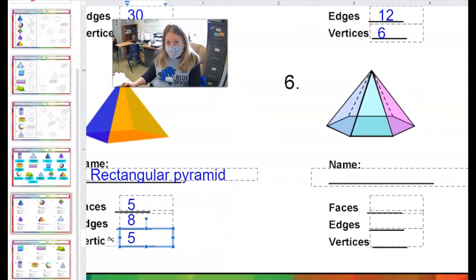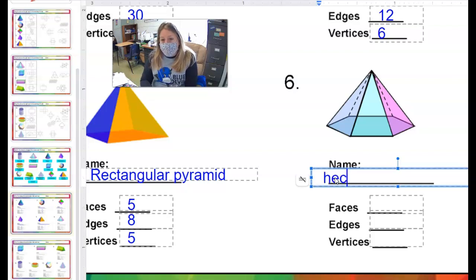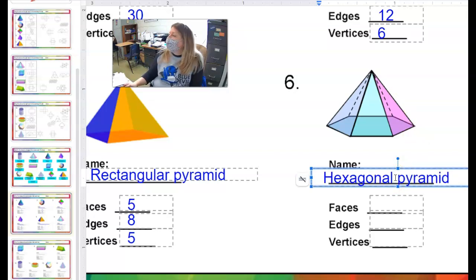Oh, there's another one. Alright, so this one's also a pyramid, and the name is based on its base. That's a hexagon. So it's a hexagonal pyramid. Take 2 seconds, fill in the faces, edges, and vertices.